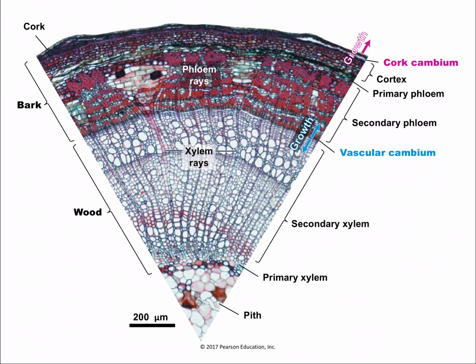Okay, so we look at these. Here we've got a few different things to look at. We've got the cork up here, the cork cambium, and notice the direction of growth. Then we've got our secondary phloem, our secondary xylem, and our primary xylem. And then we've got our pith. So all of these things are going to be involved in the growth of the tree.